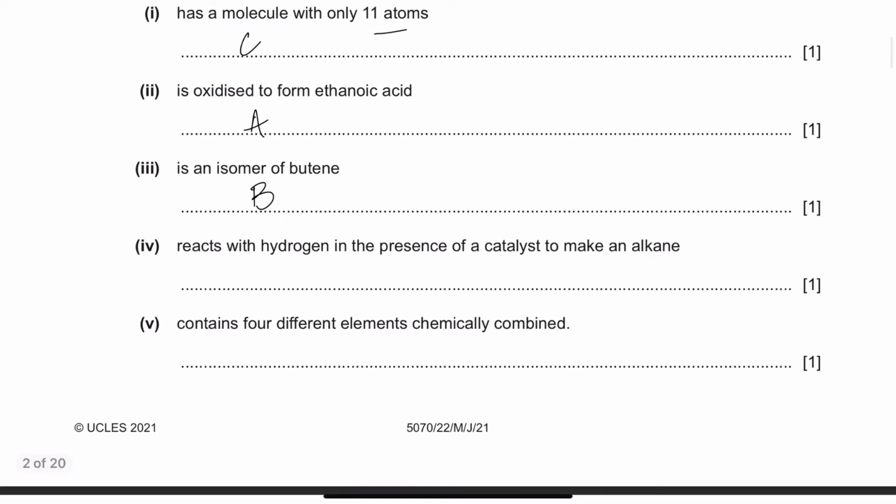Now moving on, it says reacts with hydrogen in the presence of a catalyst to make alkane. So what is this? You realize that alkenes react with hydrogen in the presence of a catalyst, and what was that catalyst? Nickel solid in a temperature of 100 to 200 degrees Celsius, and obviously an alkane is formed.